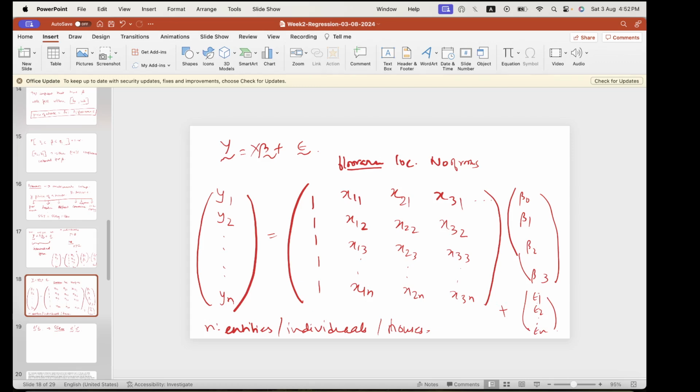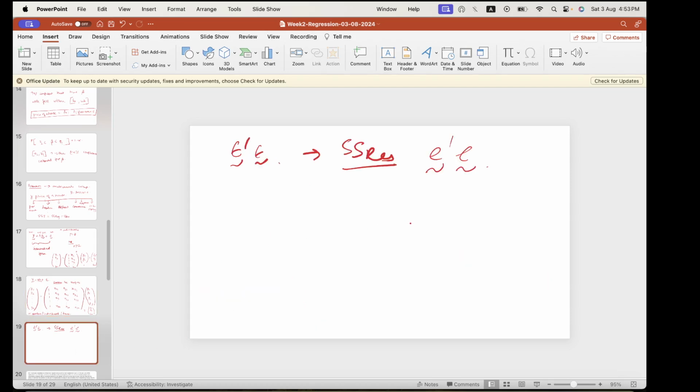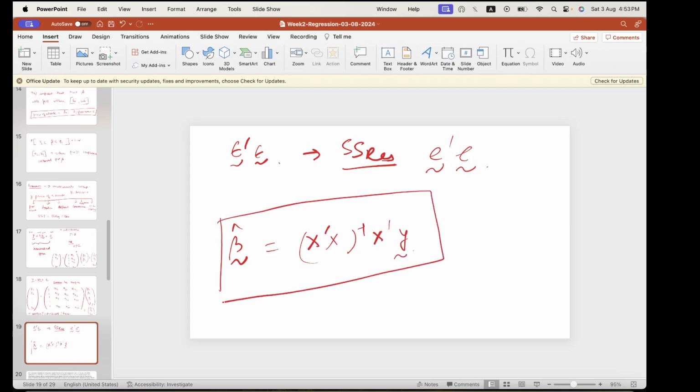Okay, so that would essentially give you the sum of squares due to residuals, and then the criteria is exactly the same. We minimize the sum of squares of residuals in terms of the unknown variables, and then we land up at the estimate of beta, which is nothing but x prime x inverse x prime y. This is a standard solution which you can memorize. Alright, beta hat is equal to x prime x inverse x prime y.